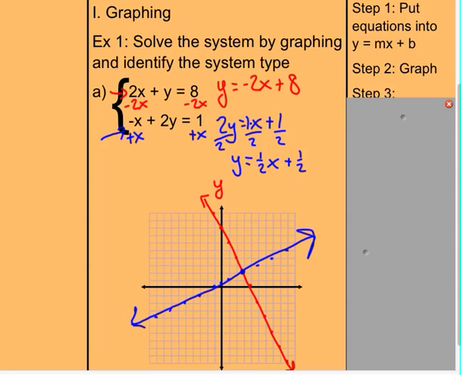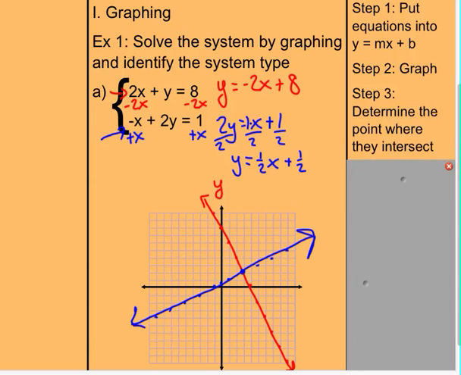Alright, so we find that ordered pair where the graphs meet, and in this case, looks like it is at 3, 2. So I'm going to go ahead and classify the system right now. That is my one solution. Because it has a solution, it is consistent. Because it's got 1, it is independent.